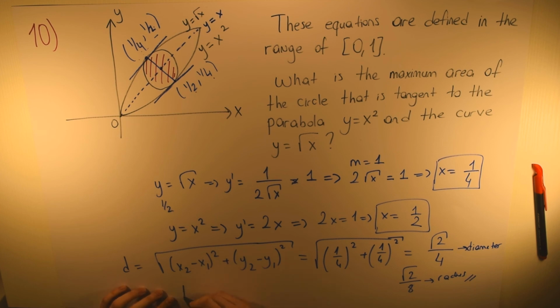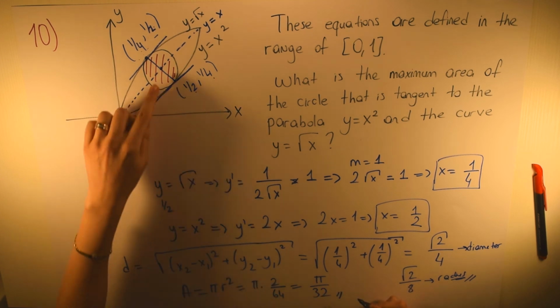I know the area formula, which is equal to pi r squared, right? So I know our radius. So this is all equal to pi times, when I take its square, it is 2 over 64. This is also equal to pi over 32. So this is the maximum area of this circle.